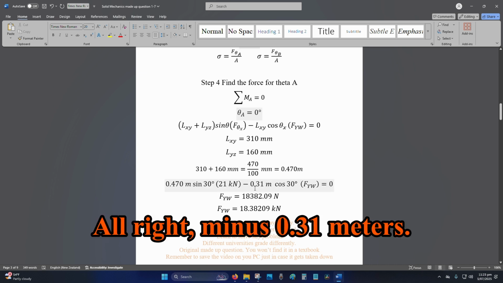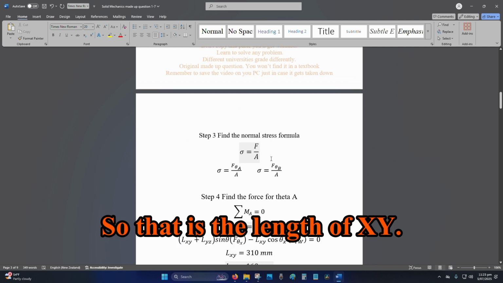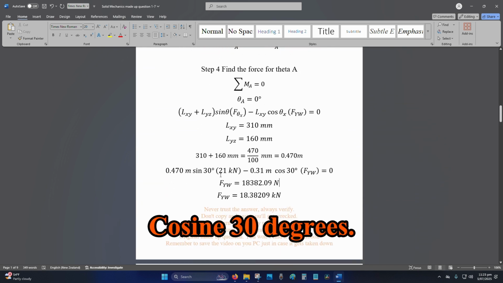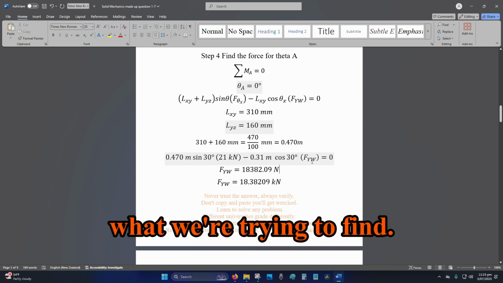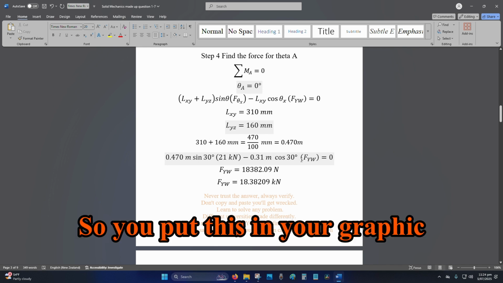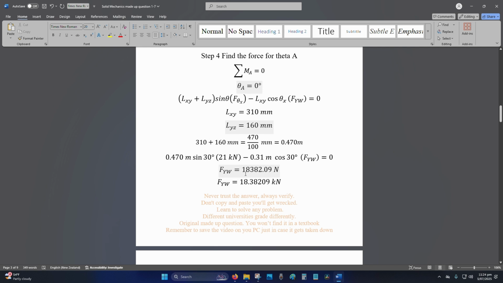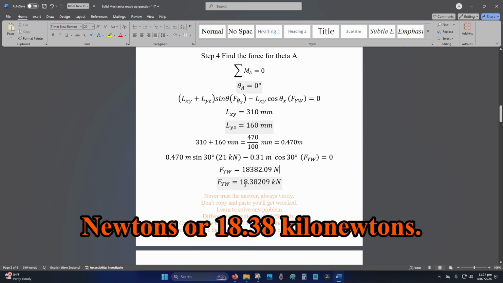Alright, minus 0.31 meters. So that is the length of xy. So xy is this portion, x to y. Cosine 30 degrees. And then the unknown is what we're trying to find. So you put this in your graphic calculator or you write some code and it will come out to be 18,382.09 newtons or 18.38 kilonewtons.